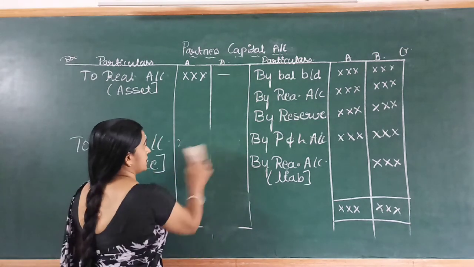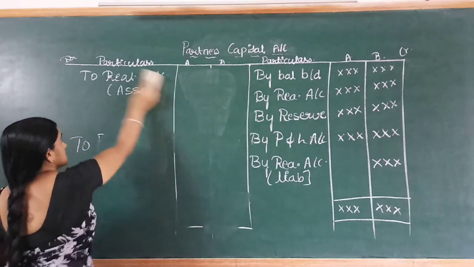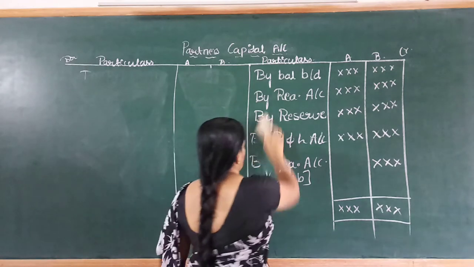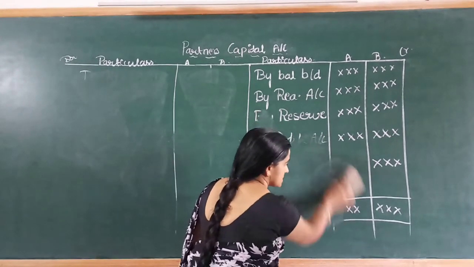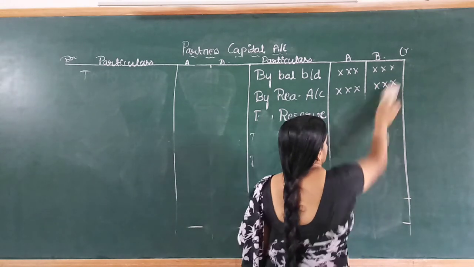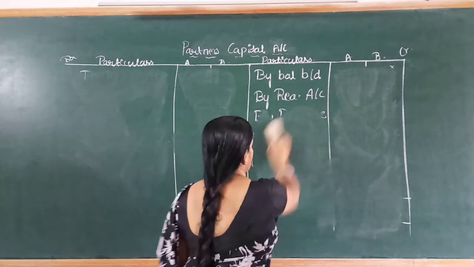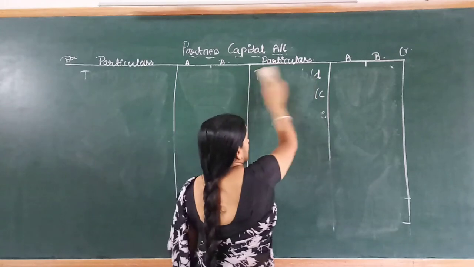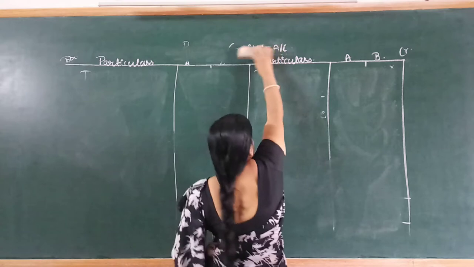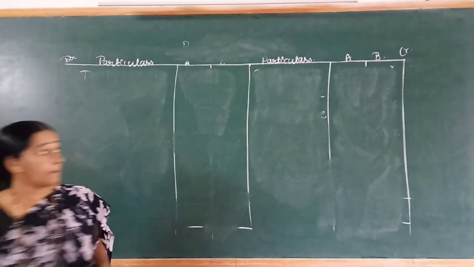Next we have to prepare the bank account. So how to prepare the bank account means, bank is an asset, and bank shows which balance. If there is an overdraft only, then it will show the credit balance. Suppose if there is a cash at bank, then bank will show the debit balance because it is the asset. Now, how to prepare the bank account? That will be taught now. That is bank account.